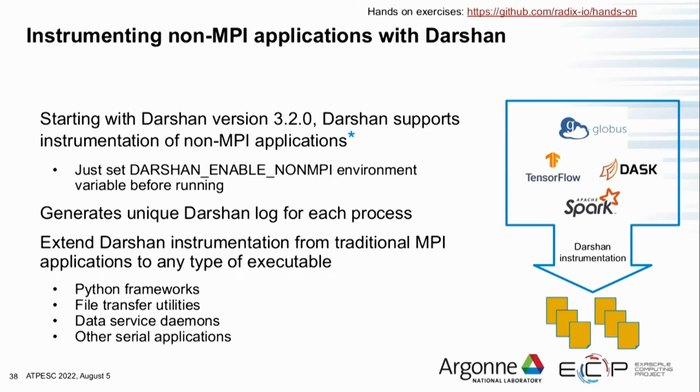So starting in version 3.2.0, we can support instrumentation of non-MPI applications. There are a couple of caveats that I'll cover in a second. But essentially all you have to do is set an additional environment variable, Darshan enable non-MPI. And when that's set, Darshan will generate a different log for every single process that runs in that environment. Again, this extends Darshan to a lot of different non-MPI applications that are increasingly popular.